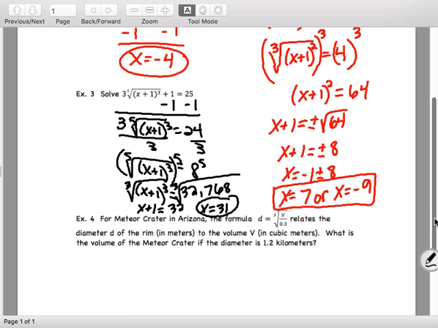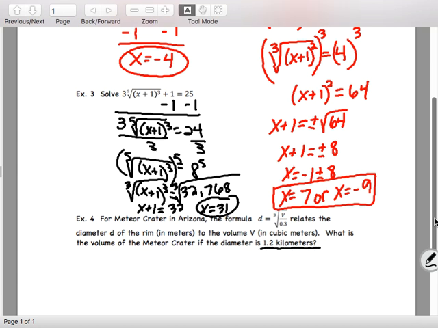Who cares? Like, why are we doing this? Here's an example. It says, for meteor crater in Arizona, the formula d equals the cube root of v over 0.3 relates the diameter of the ring in meters to the volume v in cubic meters. What is the volume of the meteor crater if the diameter is 1.2 kilometers?